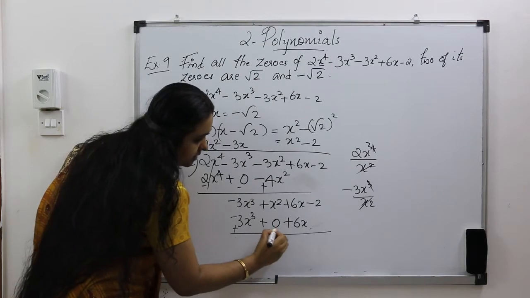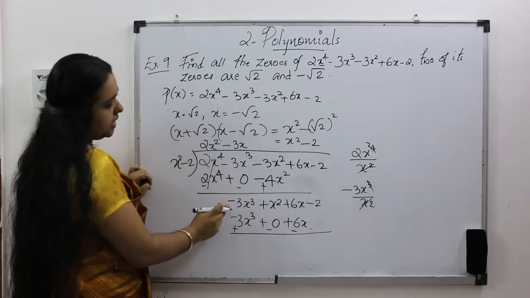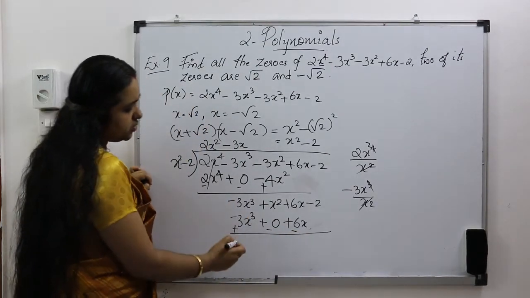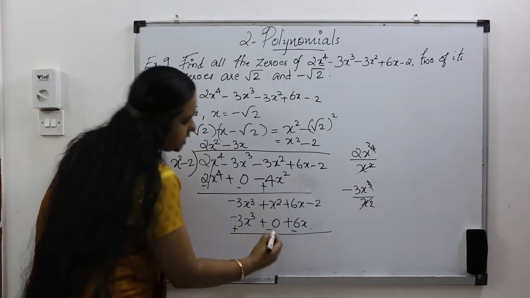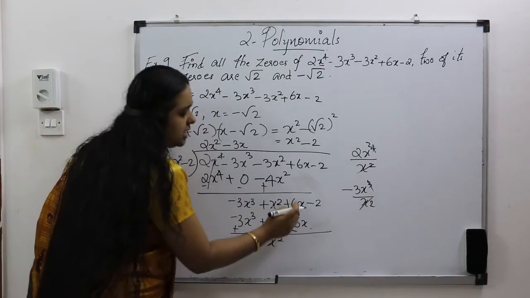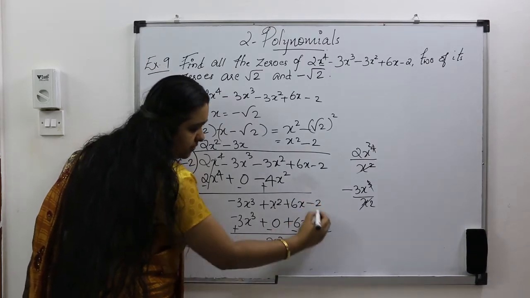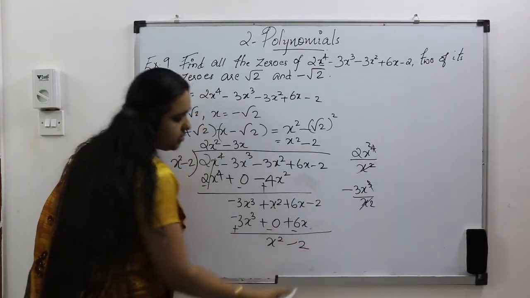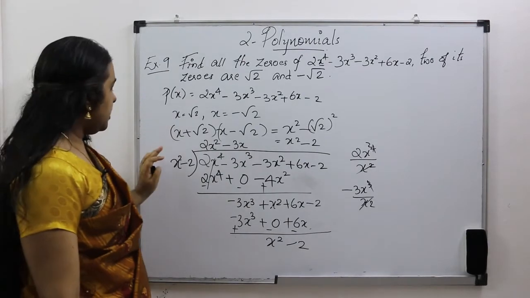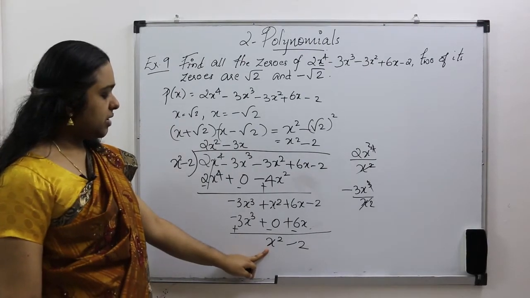Subtract. Minus 3x cube plus 3x cube is 0. x square minus 0 is x square. 6x minus 6x is 0. And minus 2, we'll write it down. x square minus 2, this will be. Then our dividend is x square minus 2.